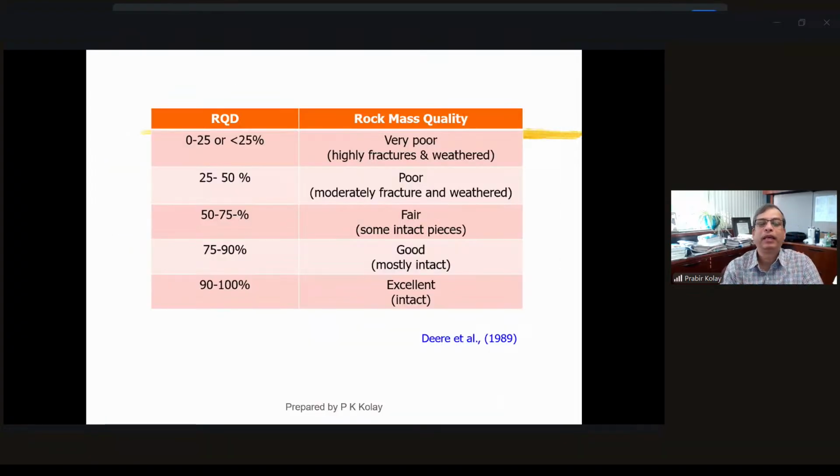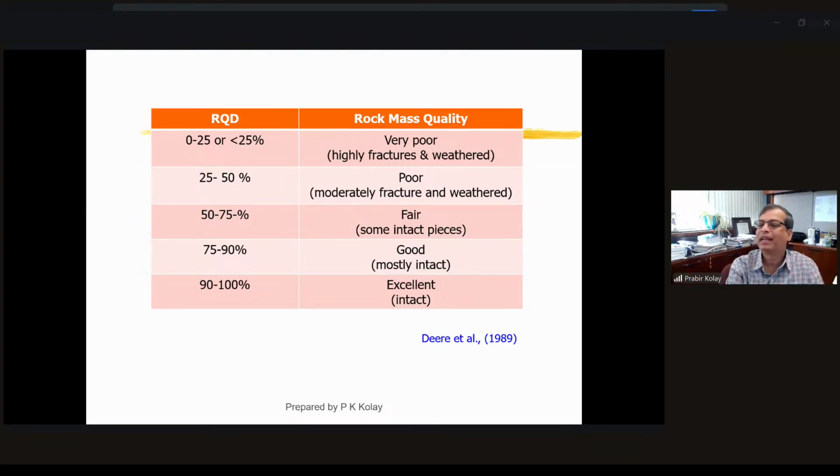So from there, you can find out if the rock quality designation is less than 25%, it's very poor. If it is 25 to 50, it is poor. If it is around 90 to 100%, it is excellent. Meaning if you have a sampling tube of this much length, you calculate the whole length of the tube, the recovered sample intact. So that is like an excellent intact sample.